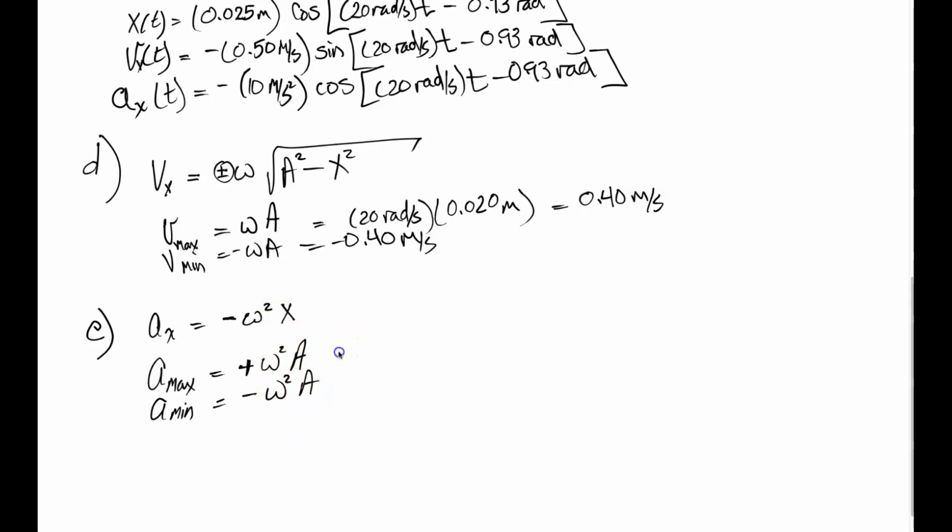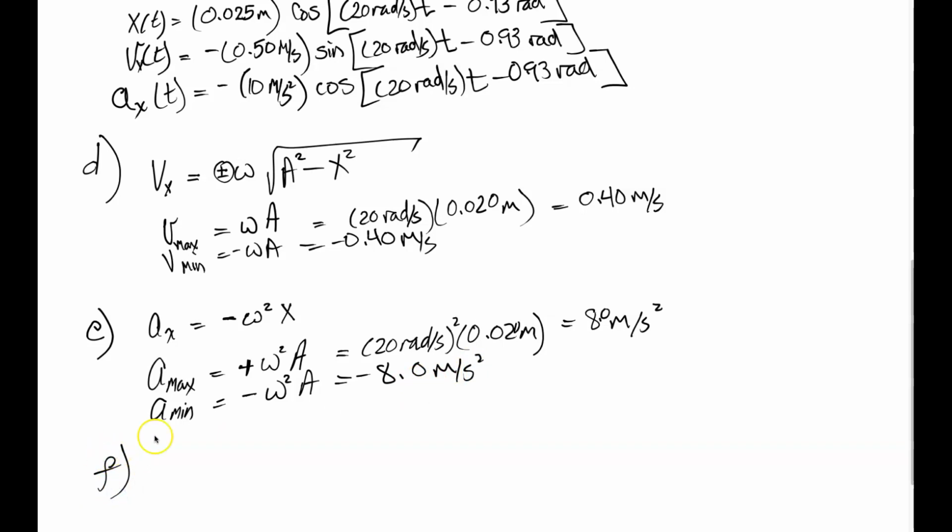Notice that the magnitude of those would be exactly the same. So the maximum would be at a positive 20 radians per second quantity squared times an amplitude. Again, I'm going to use the original one given. So this will give us 8 meters per second squared. And that means that this is going to be negative 8 meters per second squared.